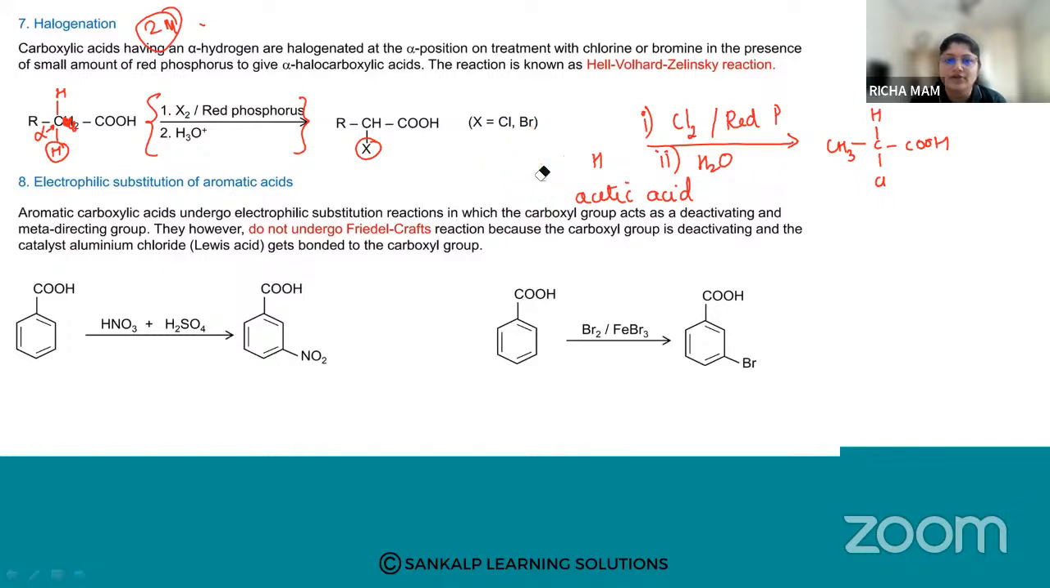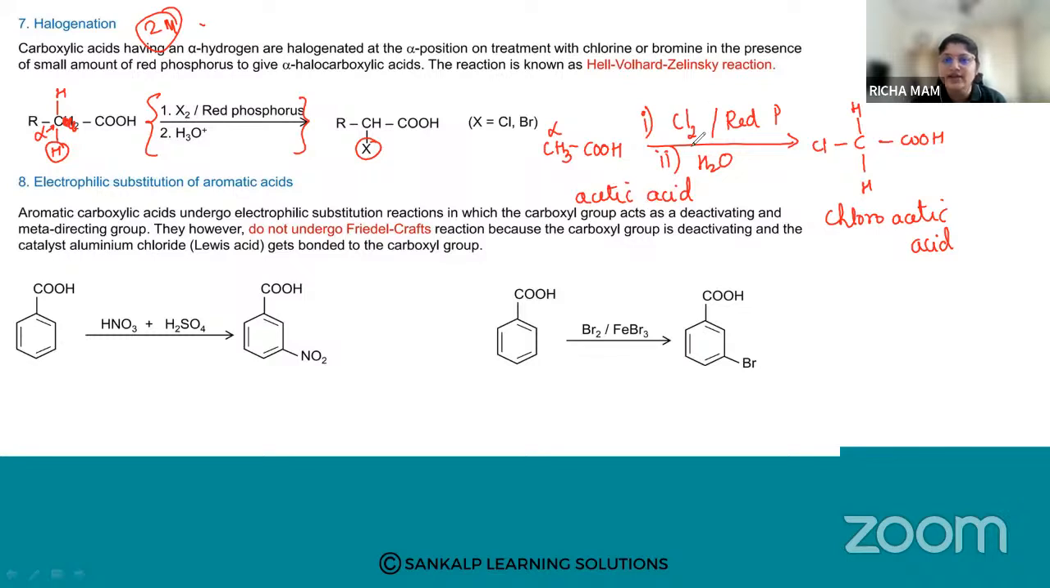Sorry, I had not taken acetic acid, it was ethanoic acid. Okay, let me take acetic acid only. That was ethanoic acid. So this is our acetic acid. What will happen? This is my alpha carbon, so one of the hydrogens will be replaced by Cl. Then I am going to get chloroacetic acid. So this is acetic acid.